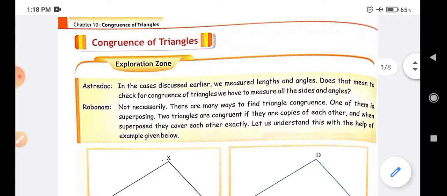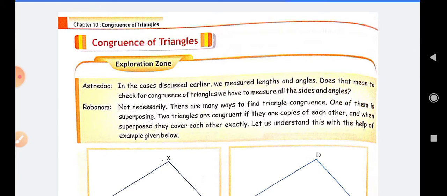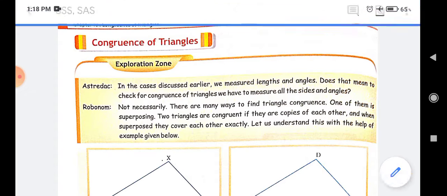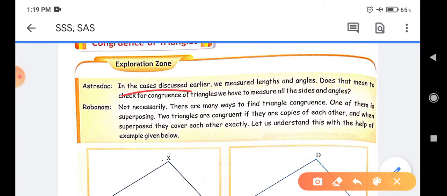Here is a conversation between Astridek and Robinum. Astridek is asking, in the cases discussed earlier, we measured lengths and angles. Does that mean to check for congruence of triangles, we have to measure all the sides and angles? But no, Robinum is saying not necessarily. There are so many ways to find triangle congruence.